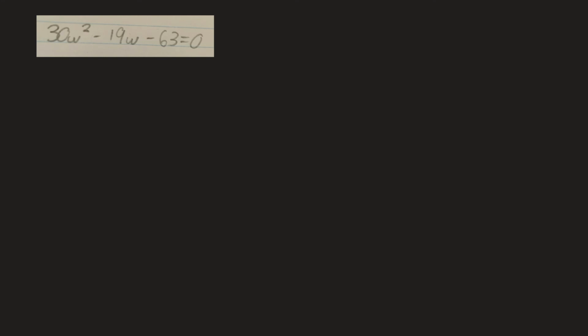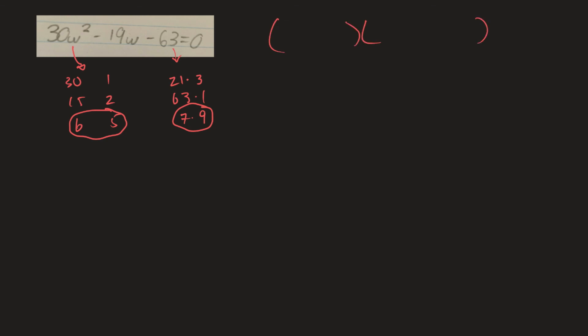Whereas with this one, the number's 30. I'll do it with my guess and check method. The number 30, it could be 30 and 1, 15 and 2, 6 and 5. And I'm going to try the middling method. I'm going to try the closest ones. And then 63, that's 21 times 3, 63 times 1, and 7 times 9. And according to the middling method, I'm going to try that one. So let's try and see how it works.